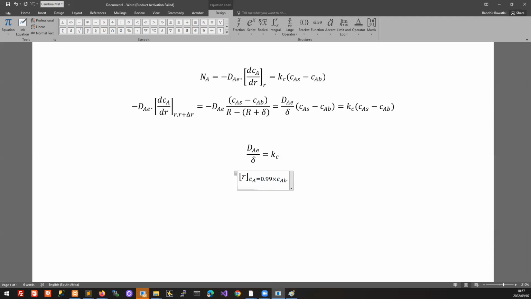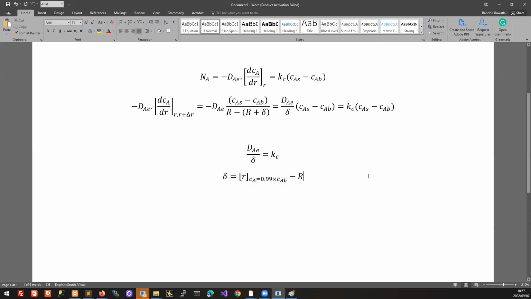So we can say the film thickness delta is equal to that position minus the radius of the particle. So that's how we can rigorously define delta. It's where the radial position is 99% of the bulk value. And so that radius minus the particle's radius, that's the film thickness. Okay, does that cover the film theory? Is that enough revision on that?